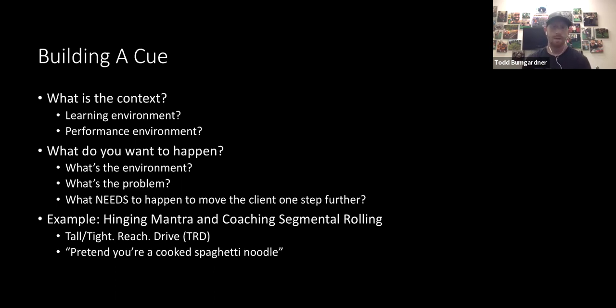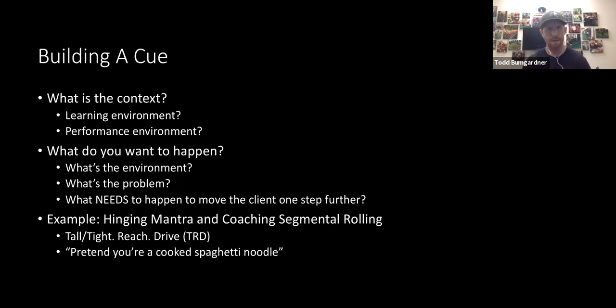So the environment is still kind of a learning environment, performance environment, hybrid. The problem was people were being too rigid. And what needs to happen? I need to get people to relax. So I created an analogy. Pretend you're a cooked spaghetti noodle. Everybody's seen a cooked spaghetti noodle. They know what it looks like. It's floppy. It's loose. Pretend you're a cooked spaghetti noodle. Flop over, right?